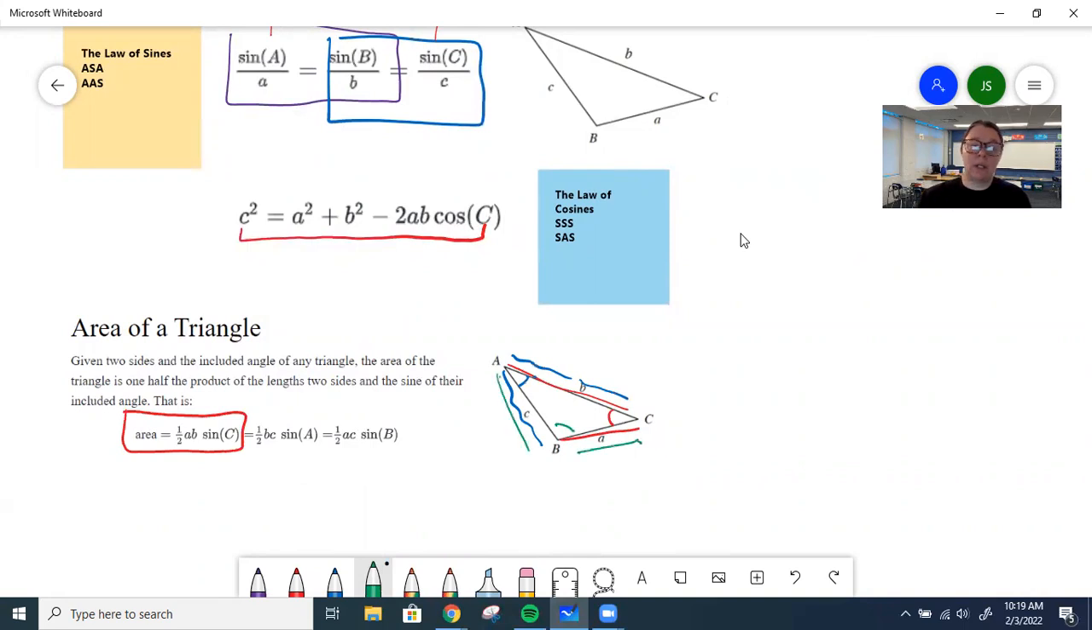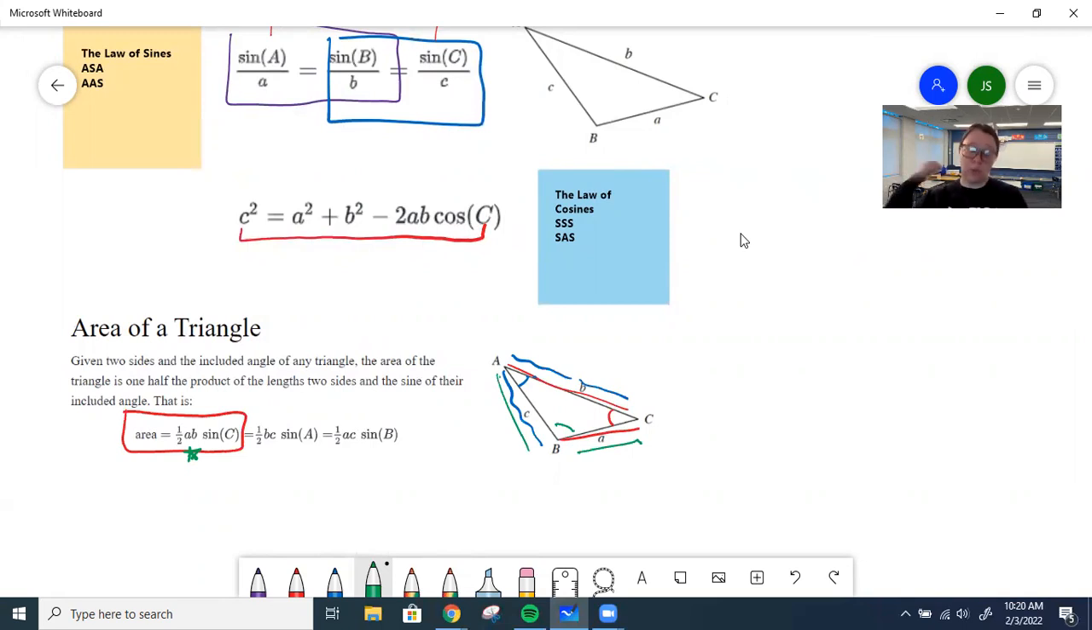So instead of memorizing 3 different forms, it's really, if you're given 2 sides and the included angle of any triangle, the area of the triangle is half the product of the lengths of the 2 sides times the sine of that included angle. So usually this is what you would see, like this is what we would put on your resource page, this one right here. It's really the relationship that's important. It's half the product of the 2 sides times the sine of that included angle.